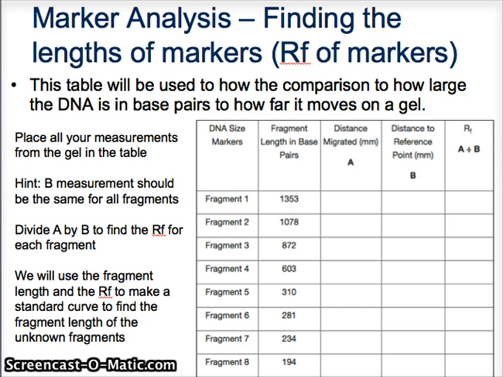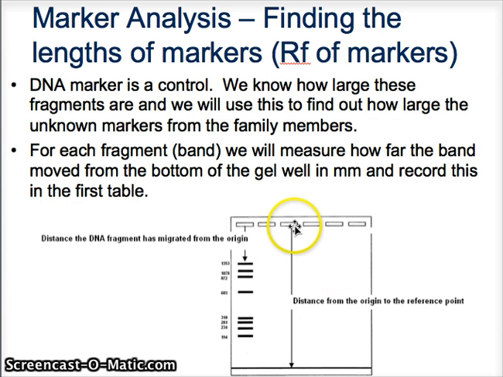And then you have to find point B. Now, point B is easy. Point B is just the distance that it traveled from the well all the way down to the bottom. How far did the dye that we put in there travel? So you're trying to make a ratio of how far the DNA moved compared to how far the dye traveled. You make that measurement, and you only have to measure that once, and then that is number B for this whole table.